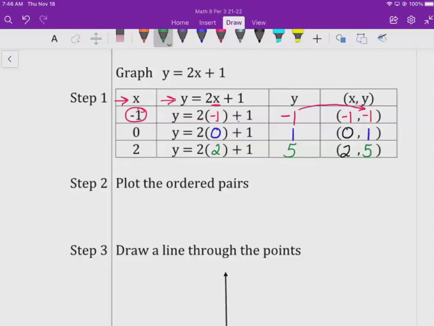Okay, so the next thing you're going to do: step 1, plug in your x's, find your y's. Step 2, plot the ordered pairs. Okay, so we're going to go through and write our ordered pairs: (-1, -1), (0, 1), and (2, 5).